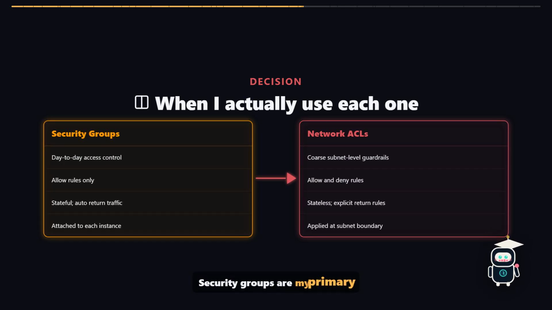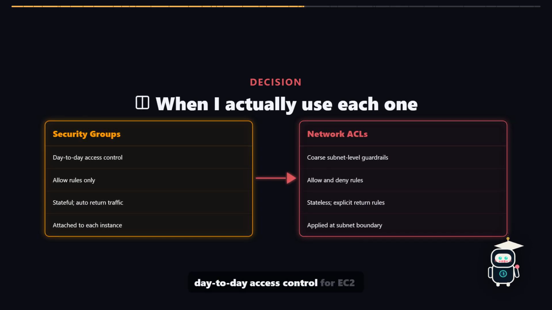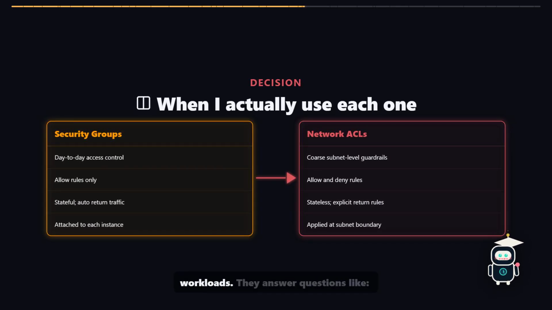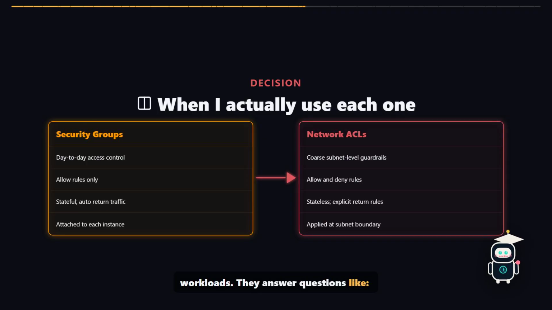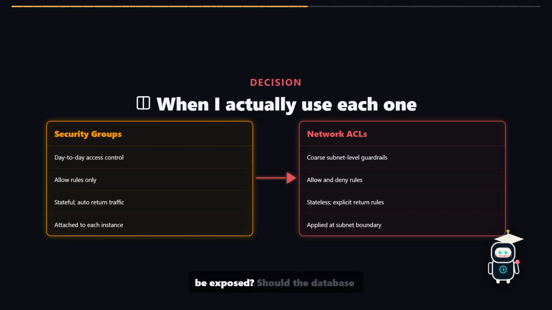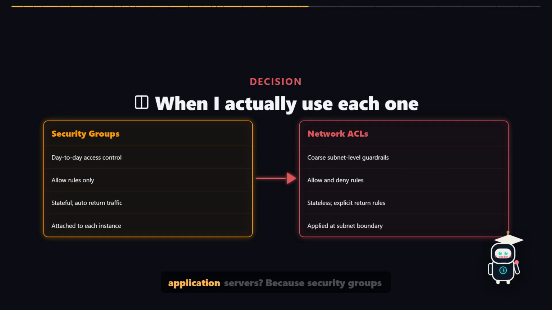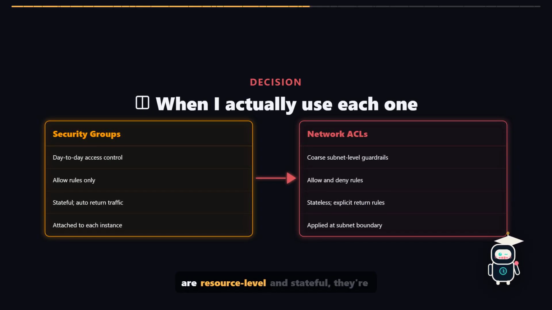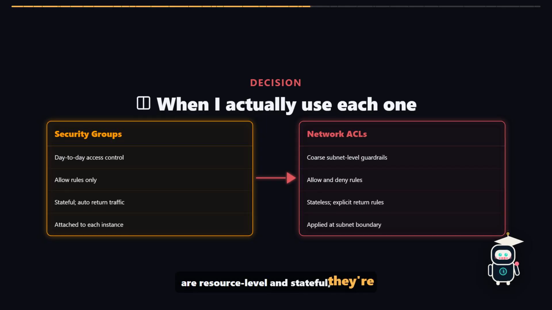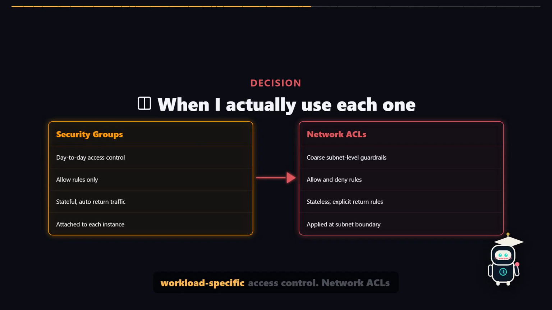Here's how I decide which one to use in practice. Security groups are my primary day-to-day access control for EC2 workloads. They answer questions like, which systems can connect to this application? Which ports should be exposed? Should the database accept connections only from the application servers? Because security groups are resource level and stateful, they're usually the better tool for workload-specific access control.